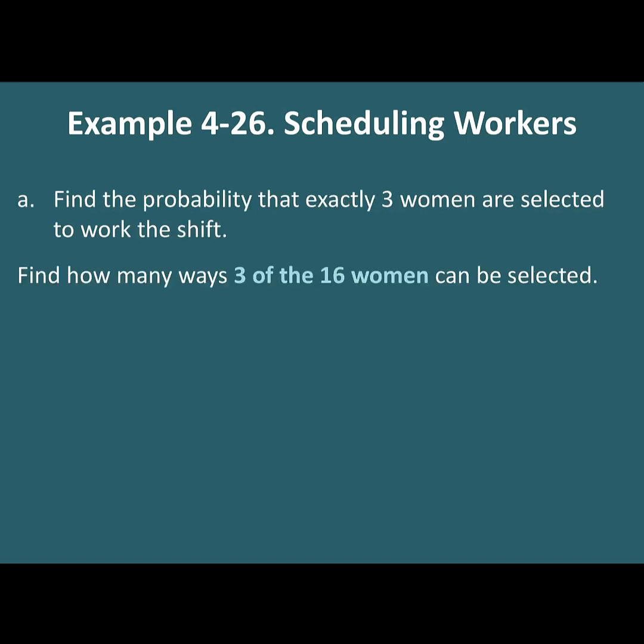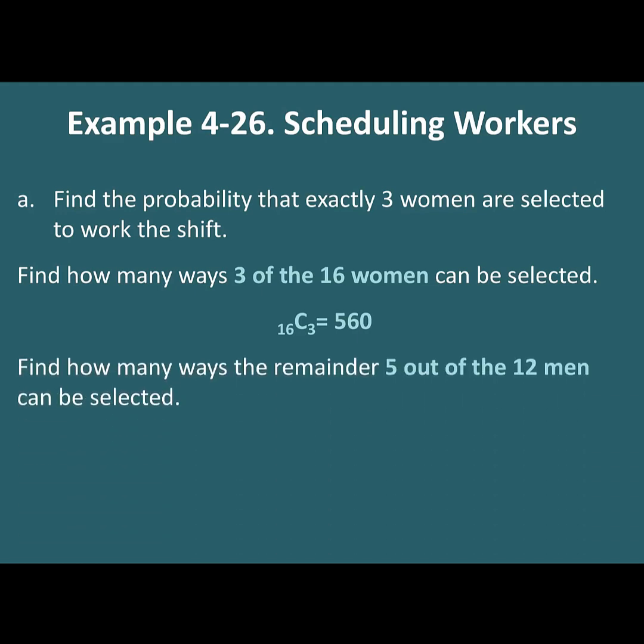First, let's find the probability that exactly 3 women are selected to work the shift. First, we must find out how many ways can 3 of the 16 women be selected. We go ahead and use 16C3. Refer back to a previous section and go ahead and compute. Pause the video and confirm that 16C3 is 560.